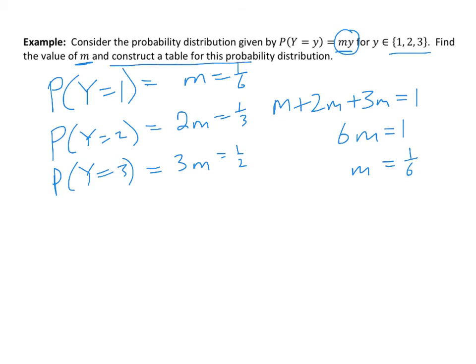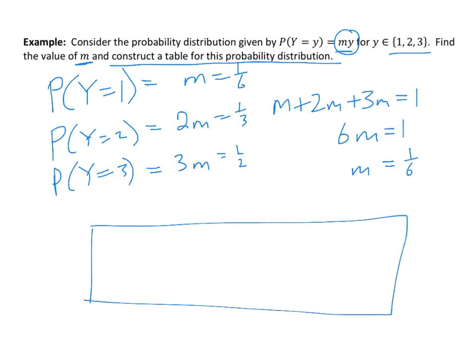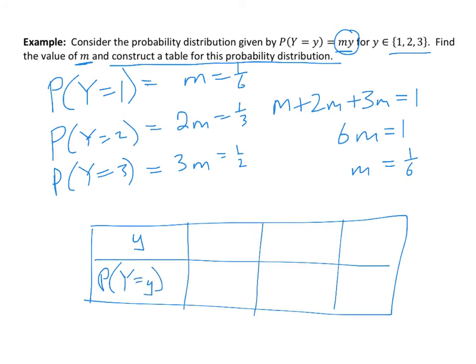The problem then said construct a table for the probability distribution. This should be real straightforward. The top row in this table is going to be little y. The bottom row will be the probability that big Y equals little y. And then in my table, I just have to put in the values it could be along with the probabilities of those things. That's all there is to it. This is all you need to do in order to use a formula for a probability distribution.